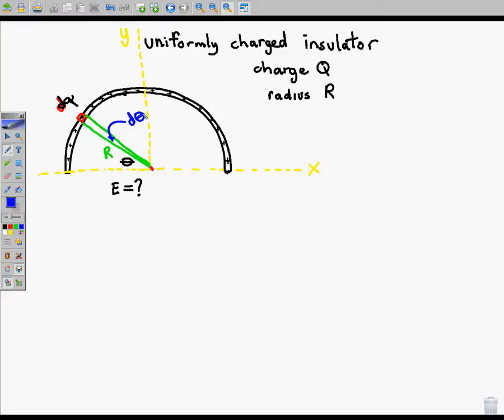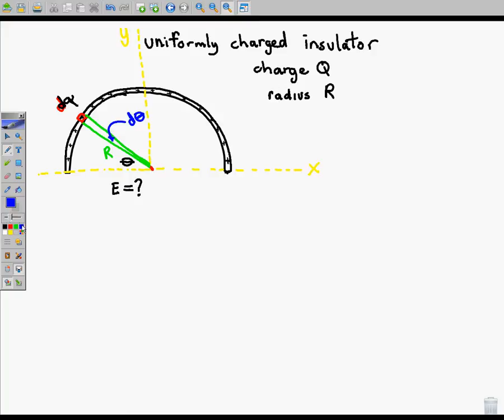So would you integrate 0 to pi? Exactly. That's where we're going. And you could integrate it from 0 to pi over 2 and then multiply by 2, but ultimately we're going to be integrating this with the dq from 0 to pi. So let's get this party started.